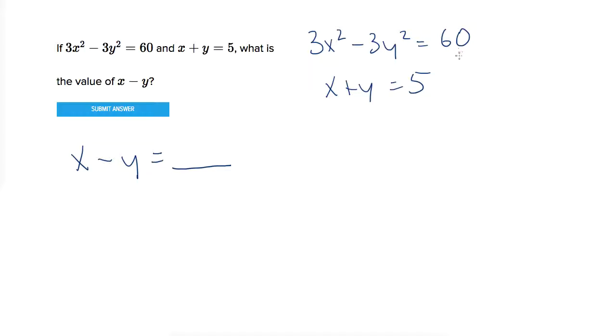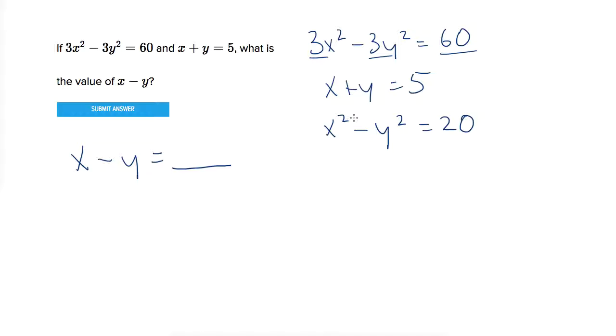Well, the first thing I can do is I notice that I have a coefficient on every term in my first equation. So I can actually divide everything by 3 there, and I can get x squared minus y squared equals 20. And that's going to be helpful because once I get rid of those coefficients, now I'm a little closer to just having x's and y's.